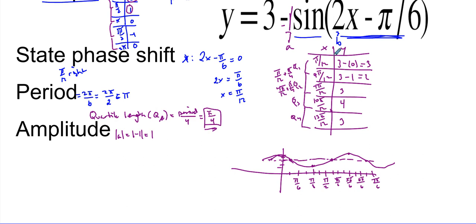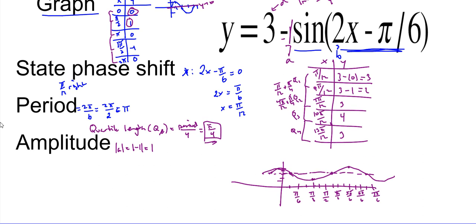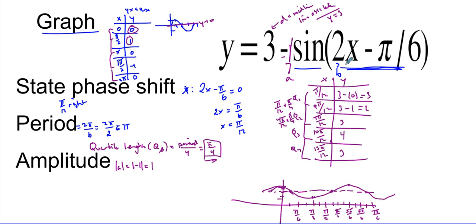This is how we can get our points. Obviously, I can simplify these, but they help us determine what our different values are going to be. Okay. Well, I hope this helps you out on how to graph a sine function, find its phase shift, period, amplitude, how we can use quartile lengths to help us figure out our different values, and so on and so forth.